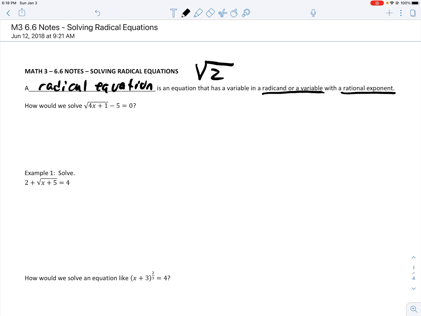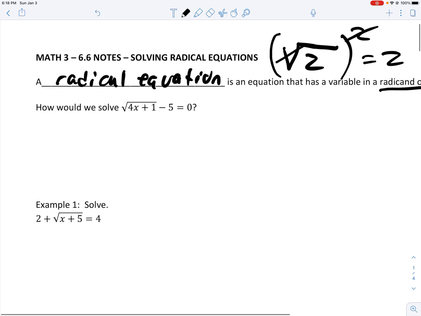Okay, so how do we solve the square root of 4x plus 1 minus 5? Well, what if we squared the square root of 2? What would happen? The square root and the square would cancel, and you would just get 2. So you're going to use the inverse operation. For square root, it would be squaring. So if you added 5 to both sides, right, you would be here.